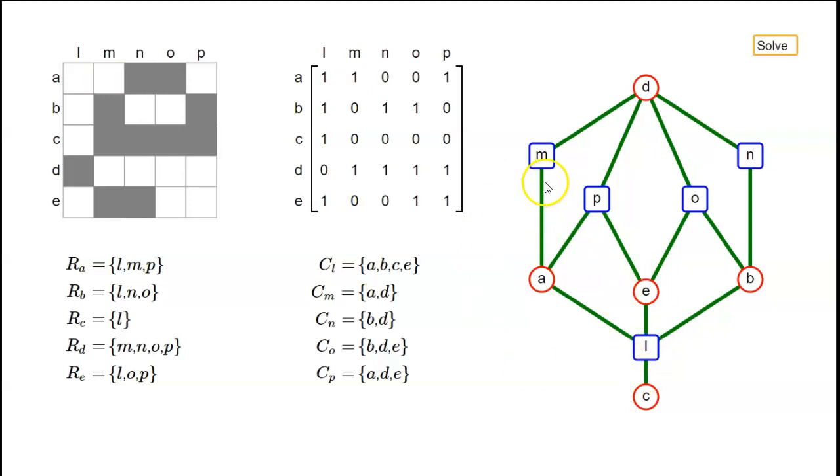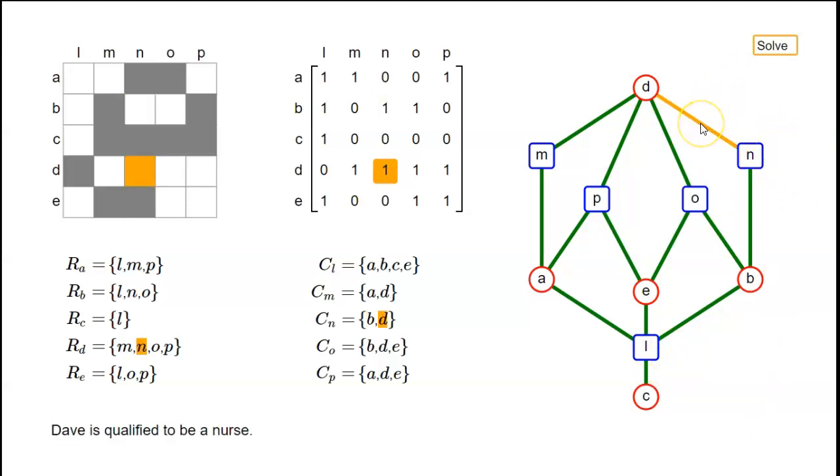For librarian, musician, nurse, optician, pilot. And we have a green line between the circle and the square when the corresponding person is qualified for the corresponding job. So Dave is qualified to be a musician, so we have a line between D and M. Dave is not qualified to be a librarian because this square here is black, so we have no line from D down to L.